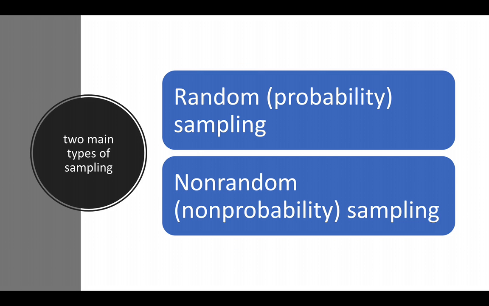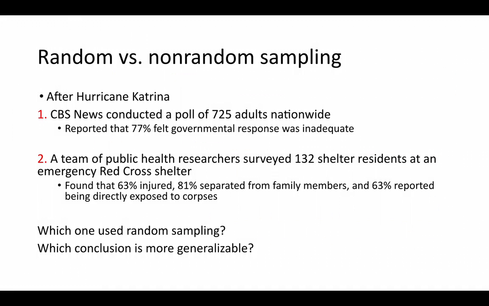So there are two main types of sampling. One is called random sampling, also known as probability sampling, while the other is non-random, called non-probability sampling. So let's go back to the CBS and Red Cross shelter survey after Hurricane Katrina, the example. The first one is more likely to be a random sampling because this is nationwide, so it is more representative and more likely to use a random sampling strategy, while the other one is only on a particular site.